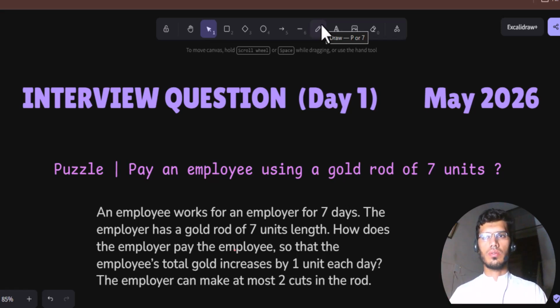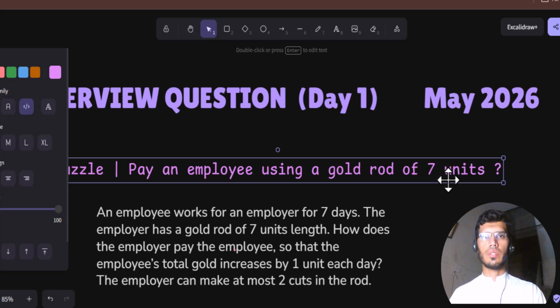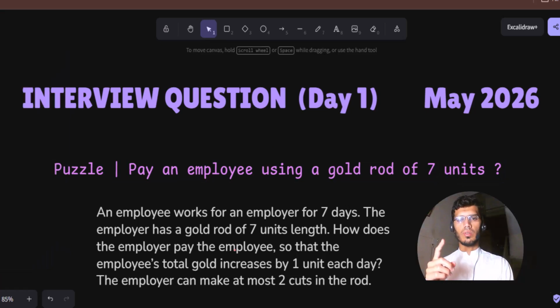So this is the first lecture of our interview questions, and here we will be solving an analytical problem or a puzzle. The puzzle is known as pay an employee using a gold rod of 7 units. Let's take a pause and read the question statement.